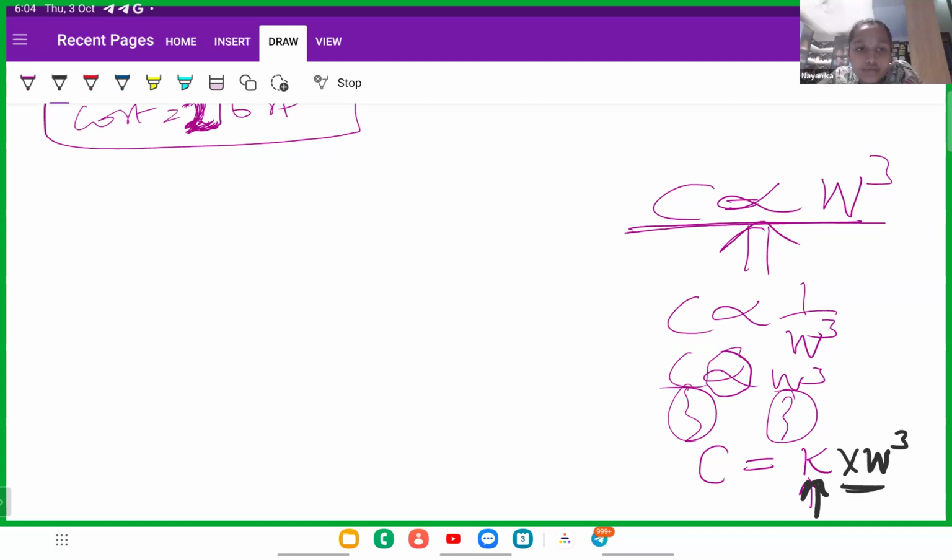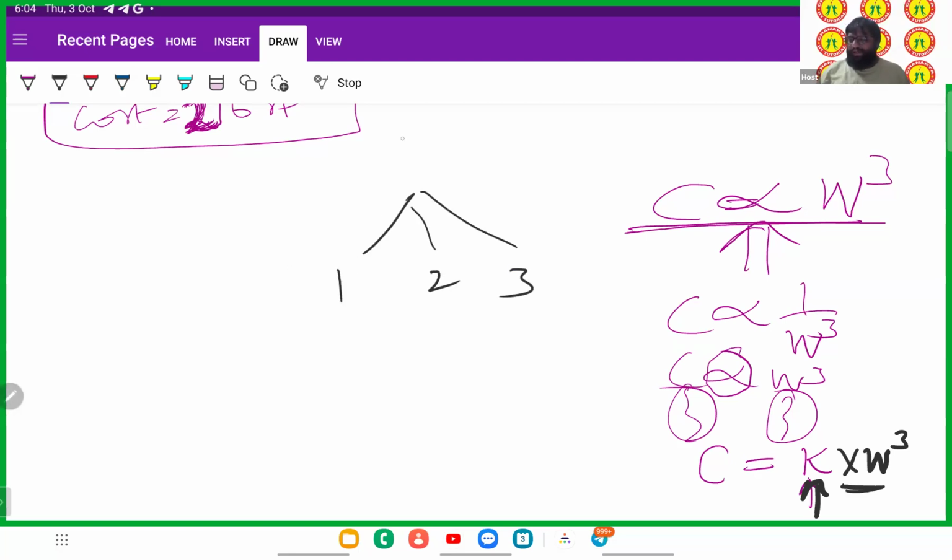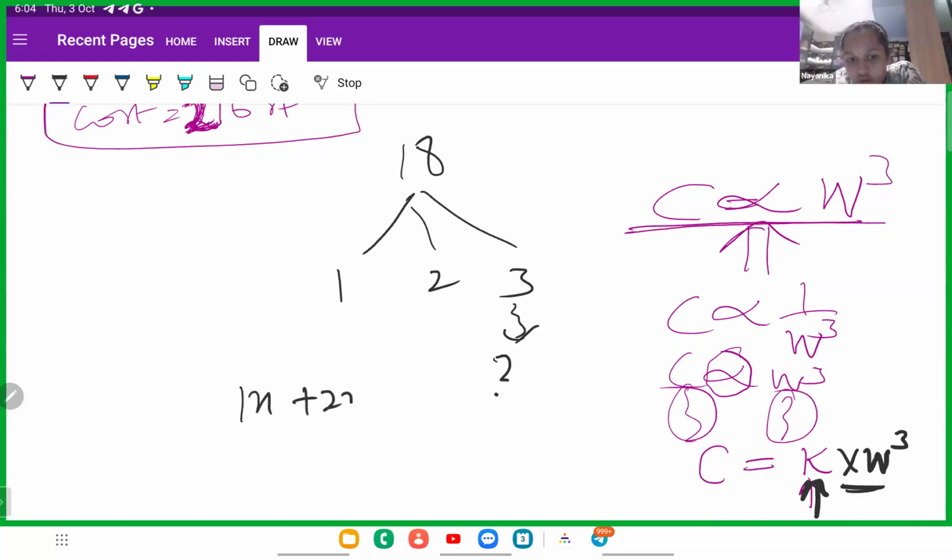Usually, see, how are you taking 1, 2, 3? Usually 18 is a number broken into 1 is to 2 is to 3. What is the third ratio number? Then what you will do? You'll assume some constant, right? 1x plus 2x plus 3x equal to 18.